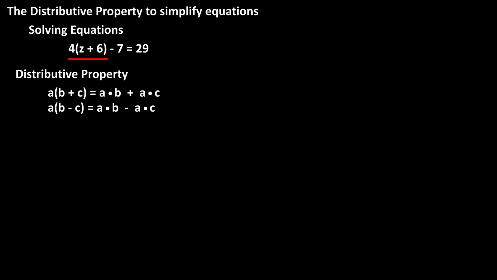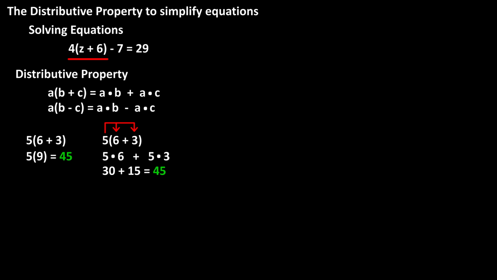For example, if we have 5 times the quantity, 6 plus 3, normally we can add what is in the parentheses, 6 plus 3, which equals 9. Then we have 5 times 9, which equals 45. We could also do this problem using the distributive property, 5 times the quantity, 6 plus 3. But this time, we'll distribute the 5. So we have 5 times 6 plus 5 times 3. Doing the calculations, we have 30 plus 15, which equals 45. Same answer from before. And this distributive property allows us to solve equations that contain a variable.